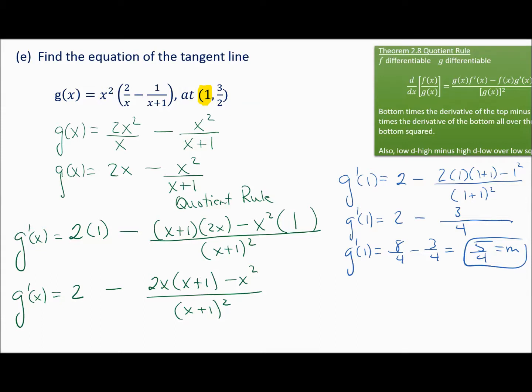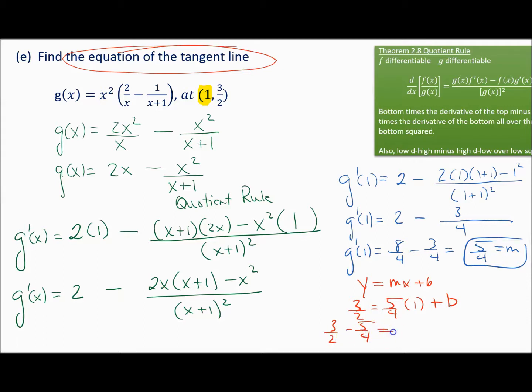Now I'm going to go with one more color because now we're working with y equals mx plus b. It didn't want to just know the slope of the tangent line, it wanted to know the equation of the tangent line. So I have y. What's y? Well, that is the y value when I plug in x equals 1. It was given. It's 3/2. So I have 3/2 is equal to 5/4 times my x, which is 1, plus b. Now I'm solving for b. So this is 3/2 minus 5/4 is equal to b.